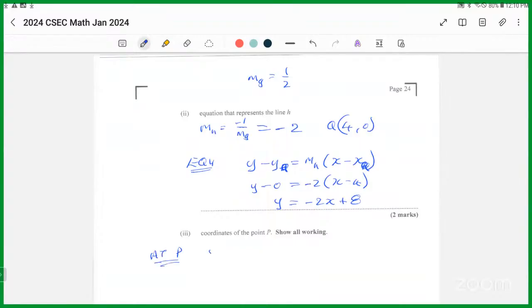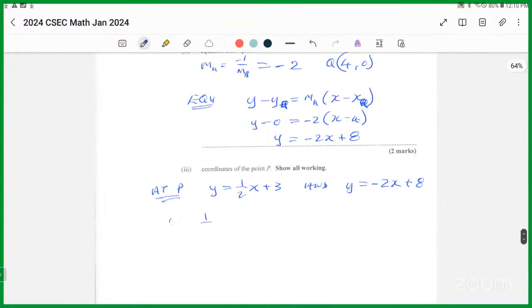The two equations: y is equal to half x plus 3, and also y is equal to minus 2x plus 8. The two lines meet at P, so the two equations are valid at P. The y value on this and the y value on this are the same at P. If you equate the two y values, they are equal at P. Therefore, half x plus 3 is equal to minus 2x plus 8 at P.